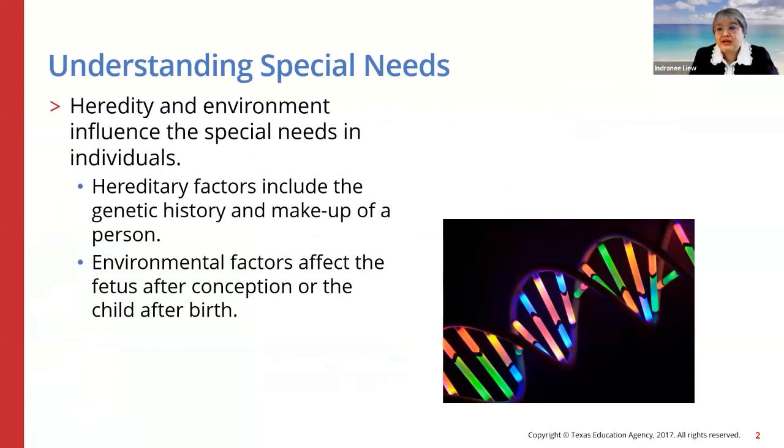Special needs children are the way that they are due to hereditary or environmental causes. Hereditary factors include genetics. If a person has ADHD or autism, and you do a close family history, you will most likely find someone who has the same disability. Environmental factors are different. Hereditary means it's already in your genes.